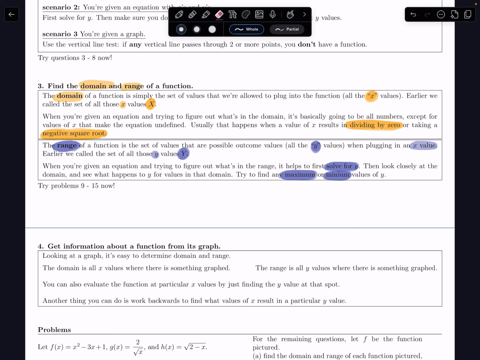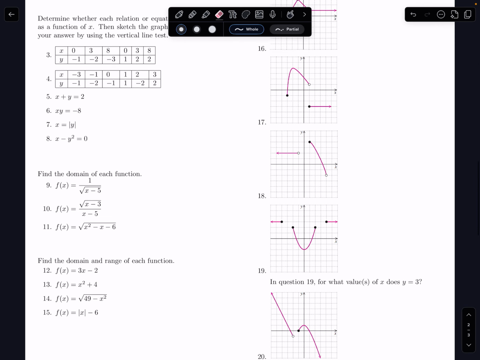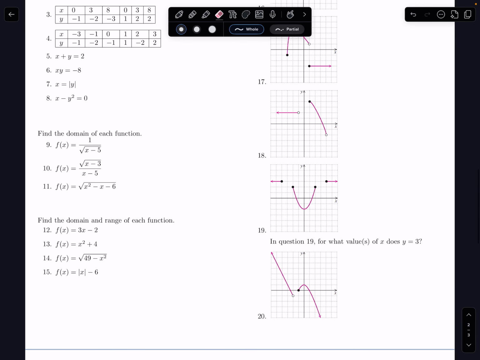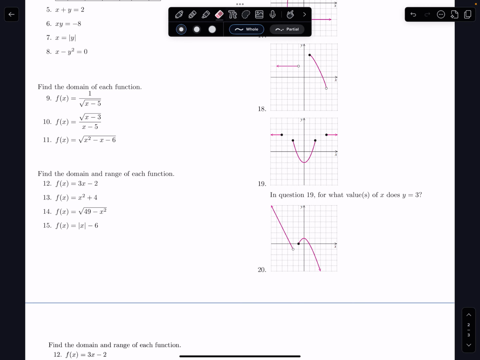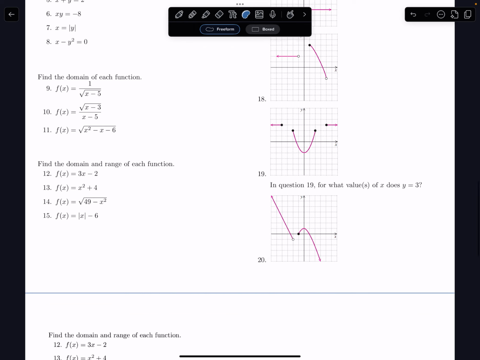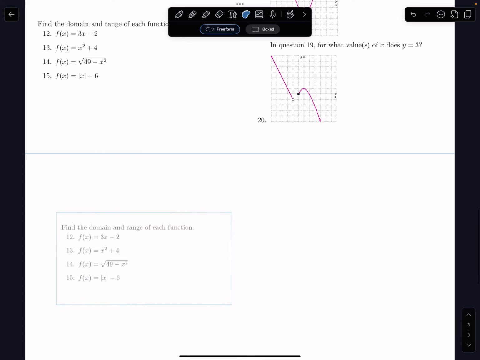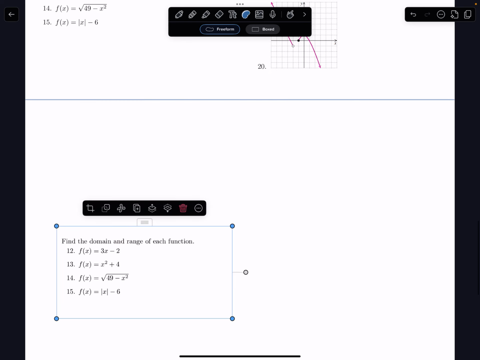All right, let's try the remaining problems. Not remaining, but let's try problems 9 through 15 now. And so you'll hopefully get a better feel for it as I explain it to you. Well, I just realized I copied the wrong portion earlier. We're starting with these guys. So not these ones yet.